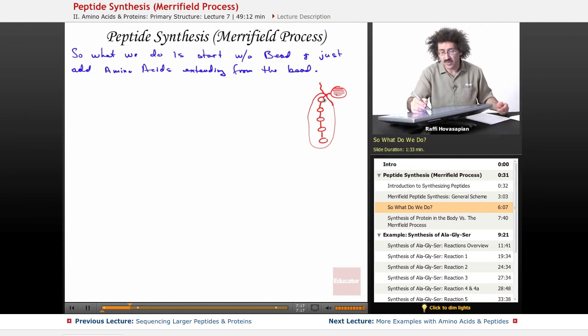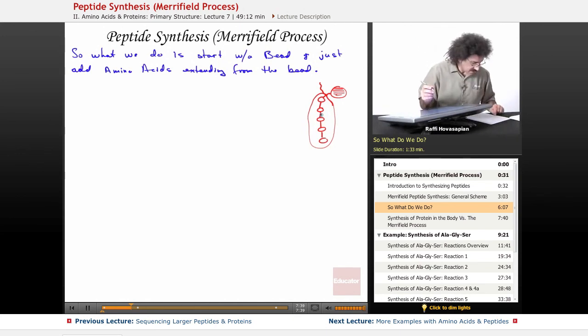And because we're adding one at a time, we can always keep track of this because it's insoluble. We see it, we know exactly where it is, and it's very, very easy to deal with. It's a fantastic procedure. And in fact, it's fully automated. So you just put the reagents in and you let the machine do your work for you. You come back a day or two later, depending on how long you want your protein to be. It's done. It's ready to go.